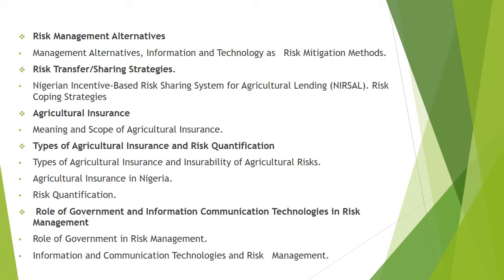Under this, we talked about the Nigerian Incentive-based Risk Sharing system for Agricultural Lending, known as NIRSAL. Risks and risk sharing strategies. Then we are also going to consider agricultural insurance. Here we'll look at the meaning and scope of agricultural insurance. We'll also look at the types of agricultural insurance and risk quantification. Under here, we talked about agricultural insurance and insurability of agricultural risks, agricultural insurance in Nigeria, as well as risk quantification. Then we'll consider the roles of government and information communication technologies in risk management.